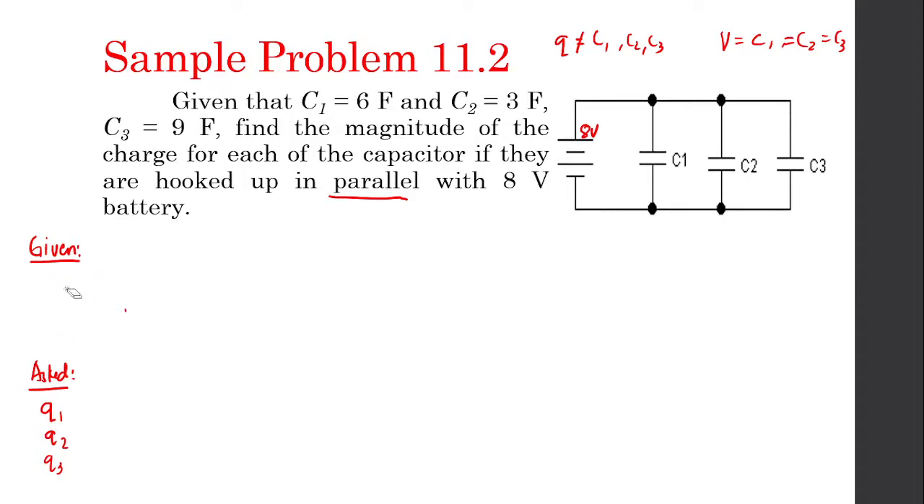Let me write this properly. So you have C1 equals 6 farad, C2 equals 3 farad, C3 equals 9 farad, and you have a voltage of 8 volts. Then the formula, in order for us to solve for each of the individual Q, is C equals Q over V. So, solution.